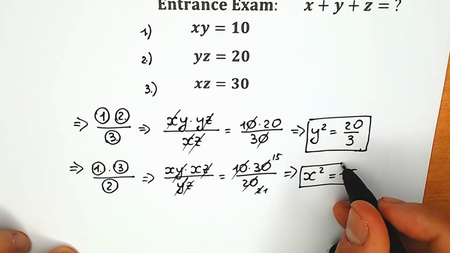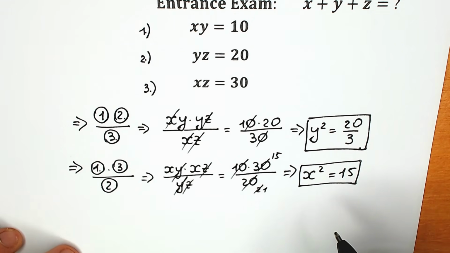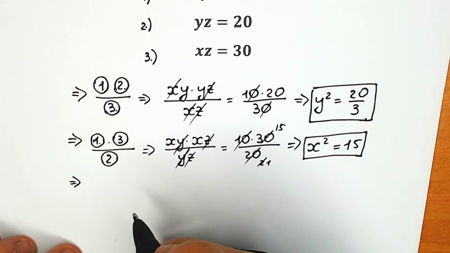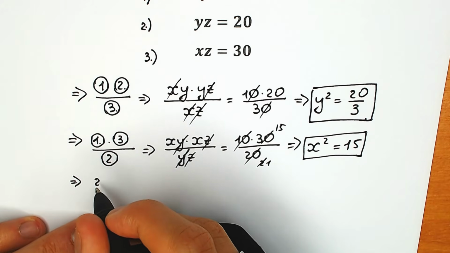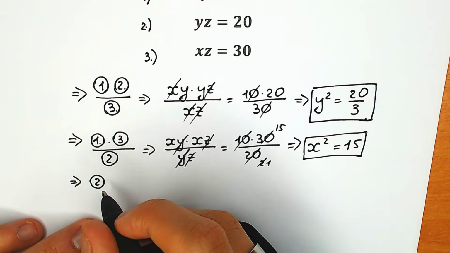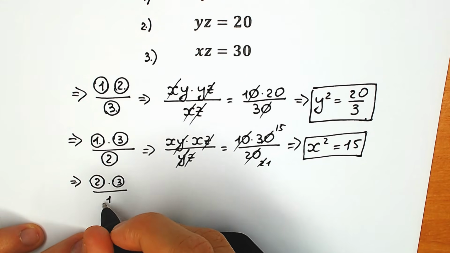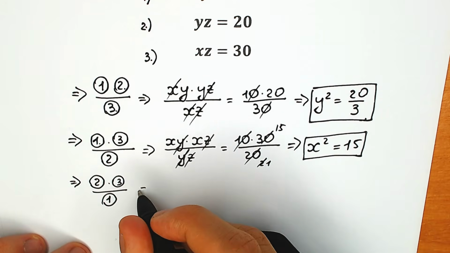Really great. And we need one more combination. Let's find out how we can find the last combination. In the last combination, let's multiply the second equation by the third one, and divide it by the first one. Let's see what we're going to have in this case.